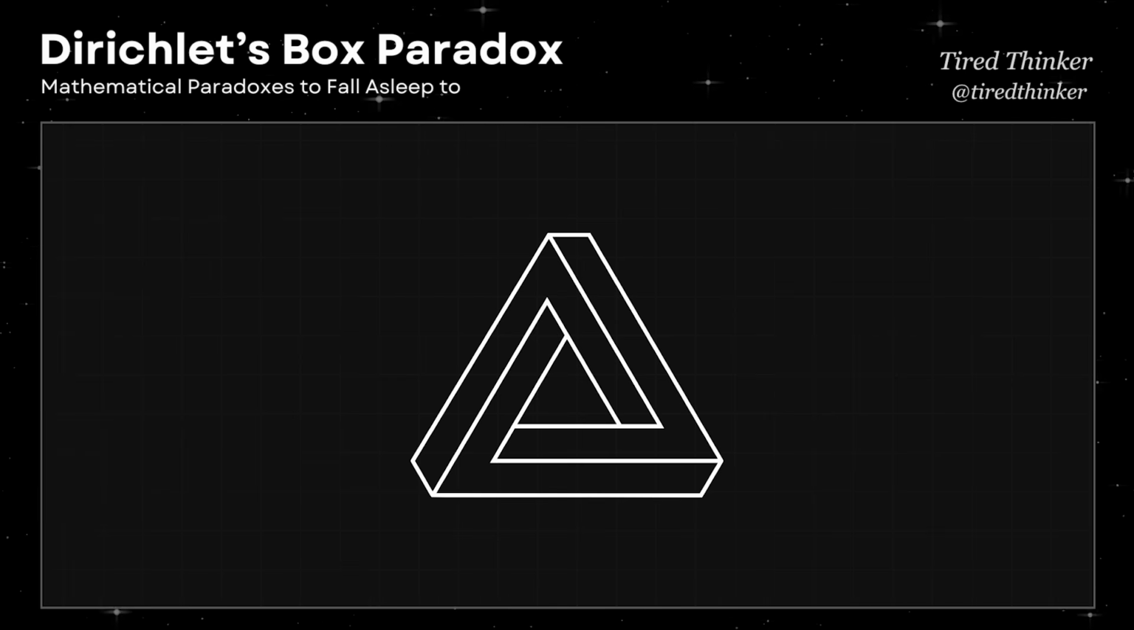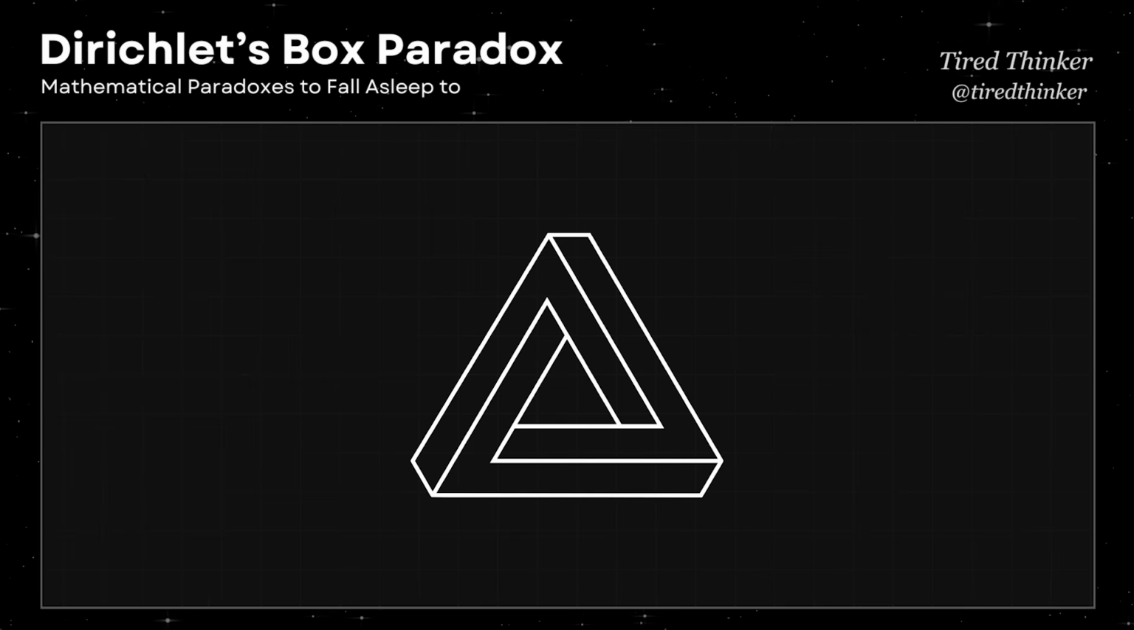Dirichlet's box paradox highlights how infinite structures behave differently from finite ones. Our intuition, shaped by everyday experience, tells us that more boxes should mean more space. But when dealing with infinite sets, that logic breaks down. Infinity is not just a large number. It follows its own rules.